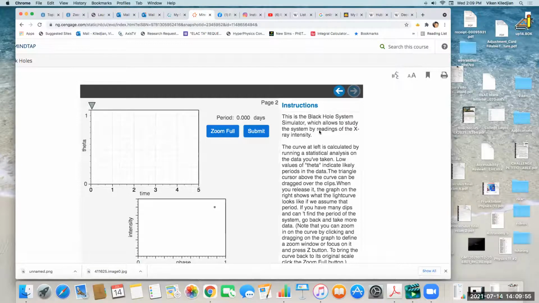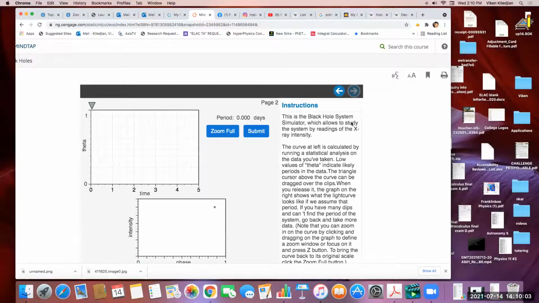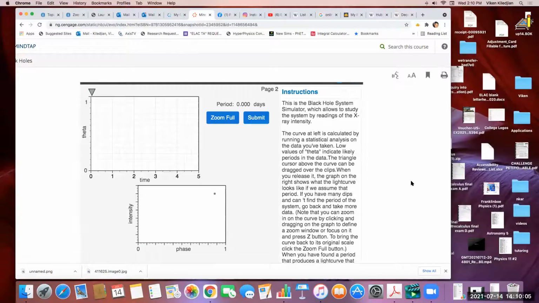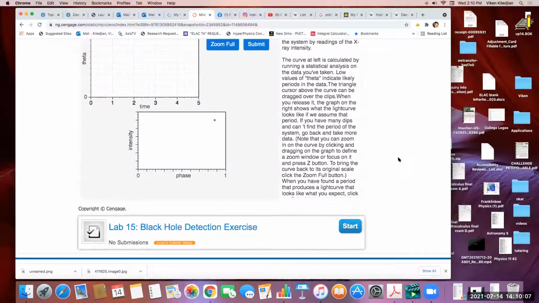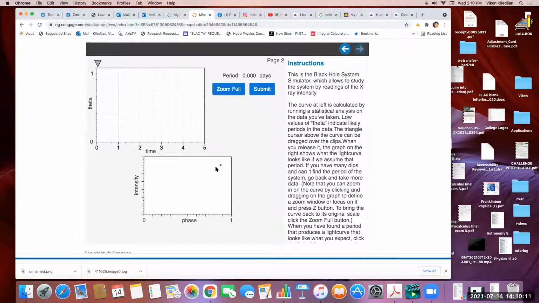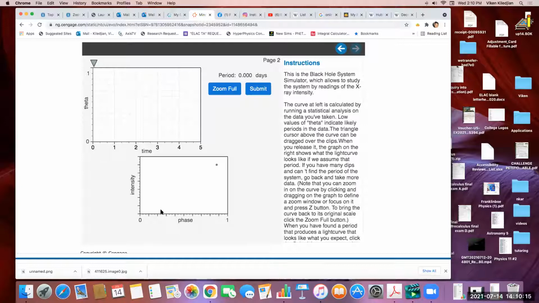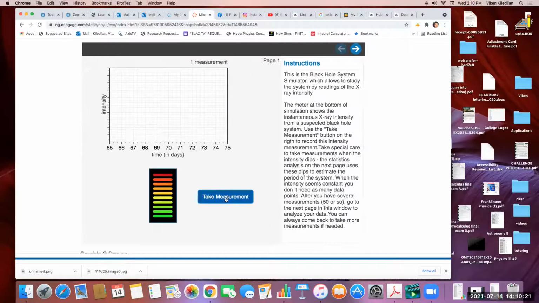This is the black hole system simulator, where the curve at left is calculated by running a statistical analysis on the data you've taken. You gotta go to the left first. Oh, we took the data right there. We already took one data. I clicked. You see, so we took an intensity and the phase. So let's go back. Take measurement.